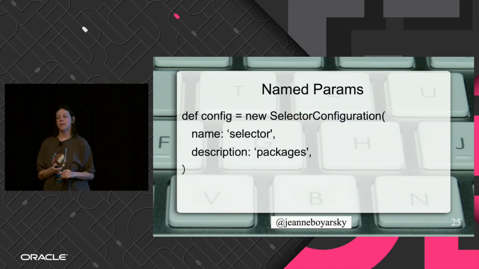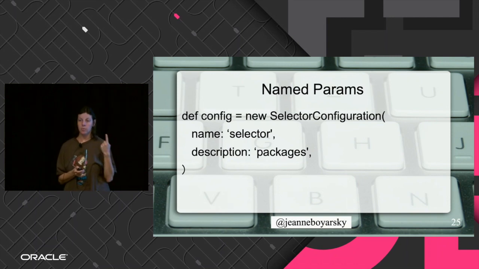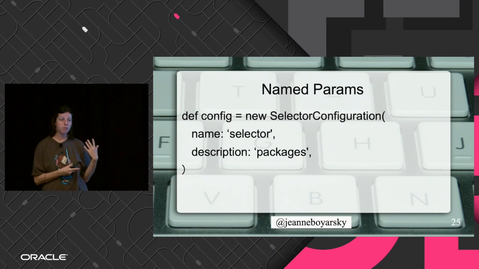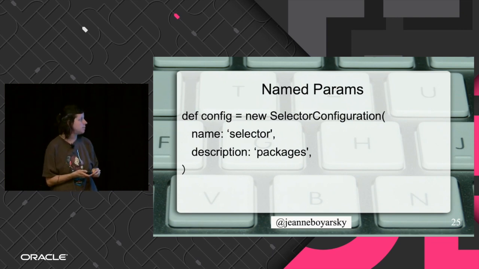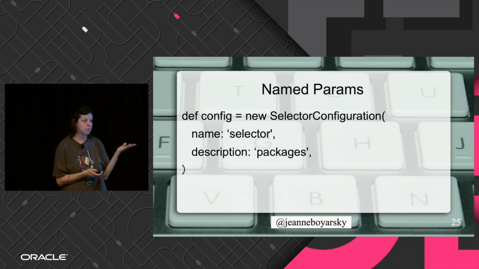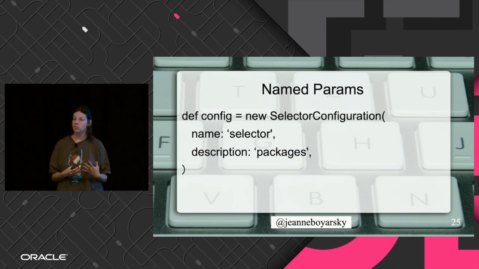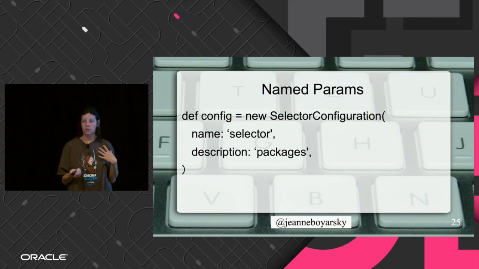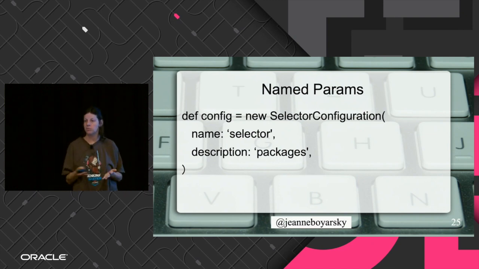Another thing that Groovy has that I really like is named parameters. Automatically, you get one constructor, and then you can create a map and say what you want to set. In my case, I'm setting the name of the selector and the description to packages. This is helpful when you have a lot of potential constructors. You don't have to create those 20 constructors of all the permutations. You don't have to worry about, well, if I have a constructor with 3 strings, what order they go in, the caller is going to mess that up.